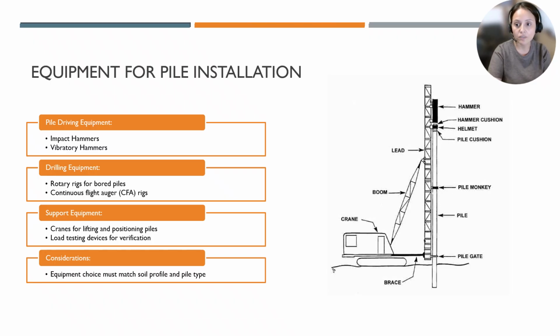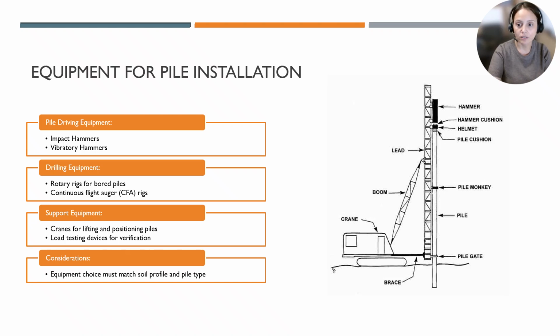Vibratory hammers work differently. Instead of striking, they use vertical vibration to reduce friction between the pile and the surrounding soil, allowing the pile to slide downward. This makes them ideal for sandy soils or temporary installations where piles may need to be extracted later.